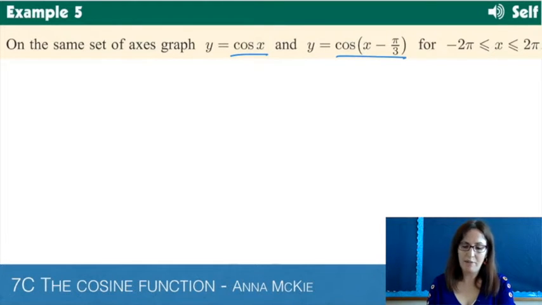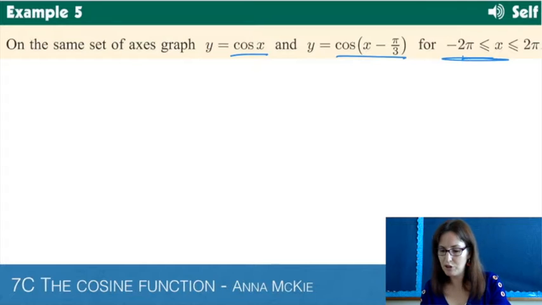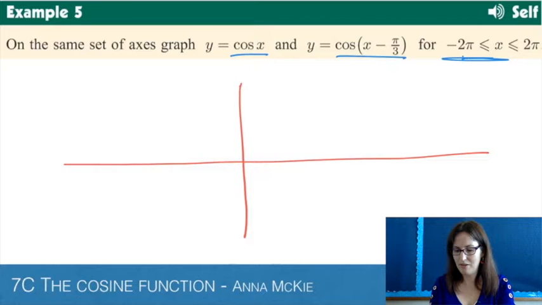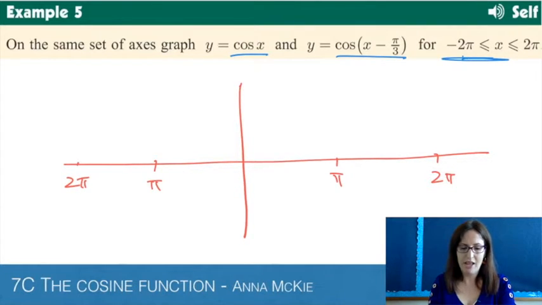Okay, now if we're asked to graph on the same set of axes, cos of x and cos of x minus pi on 3, and looking at the period that we're after here, -2 pi up to 2 pi. So first of all, start by thinking about what cos would look like. So I'm going to very roughly draw some things here. So our period, we want 2 pi, therefore let's put in pi as well as some halfway points.